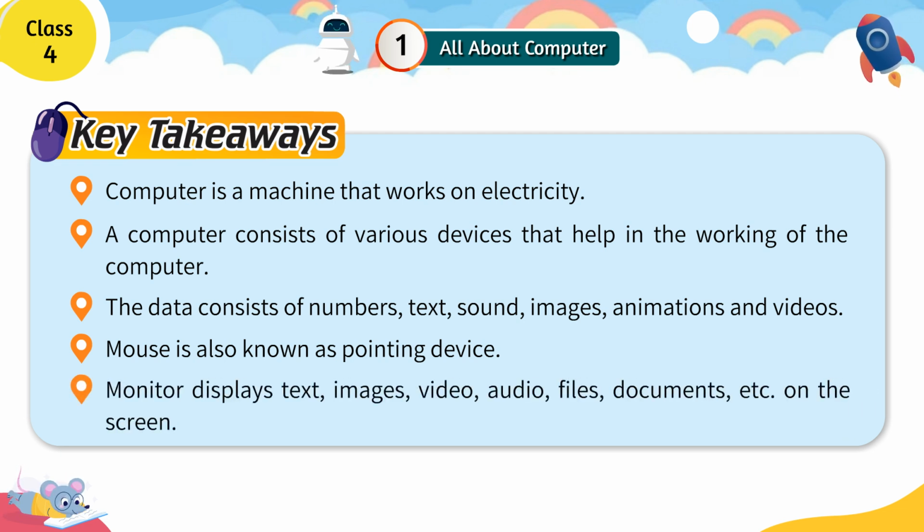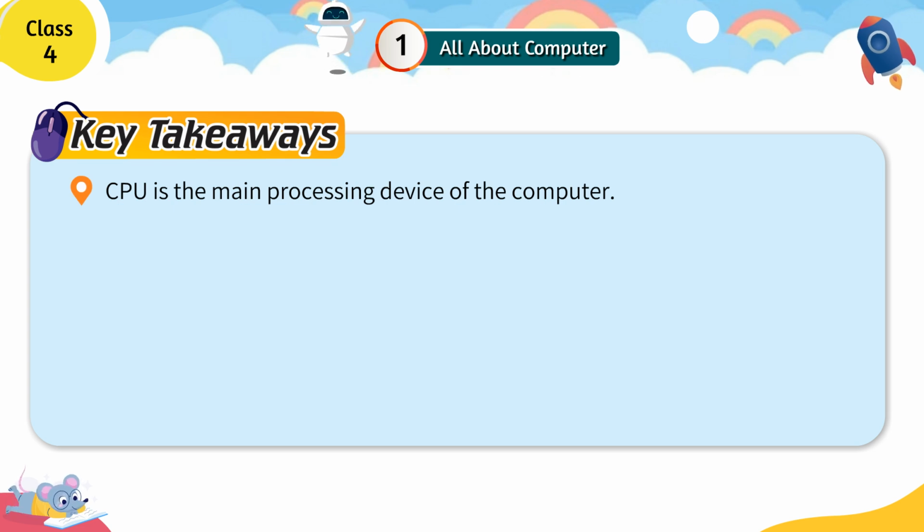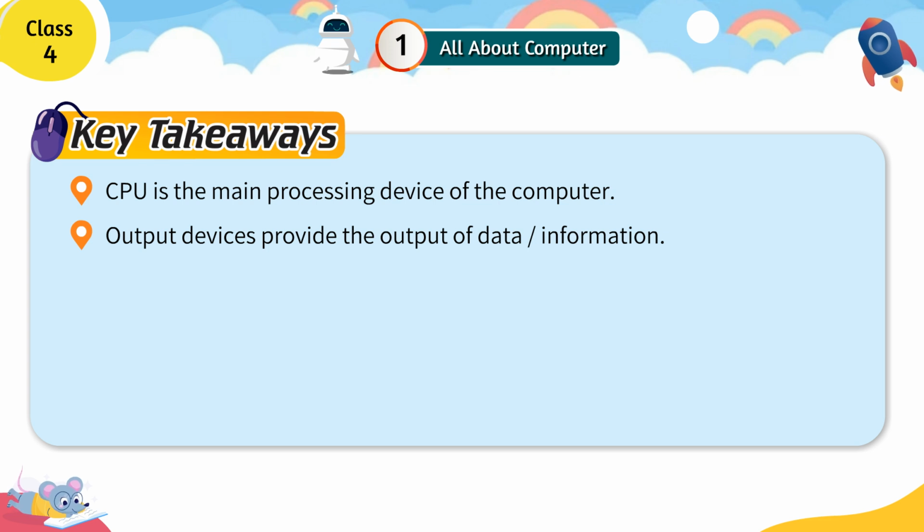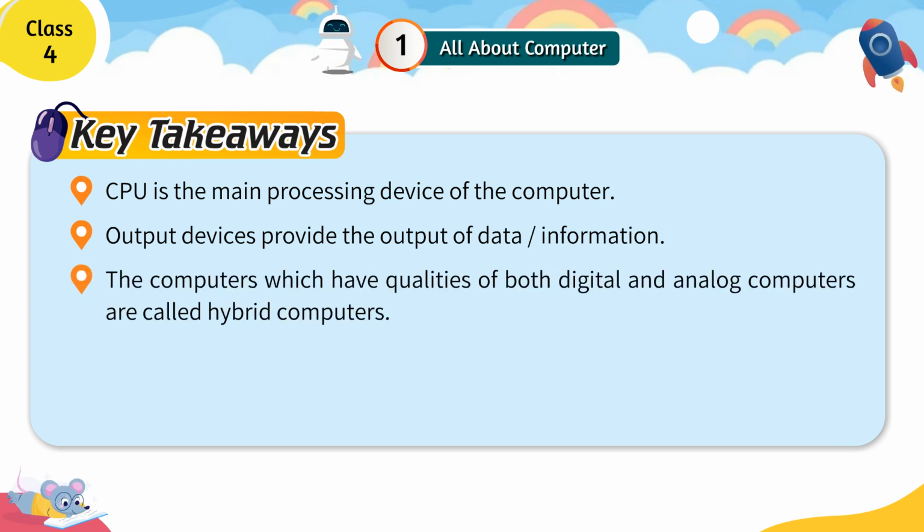Monitor displays text, images, video, audio, files, documents, etc. on the screen. CPU is the main processing device of the computer. Output devices provide the output of data information. The computers which have qualities of both digital and analog computers are called hybrid computers.